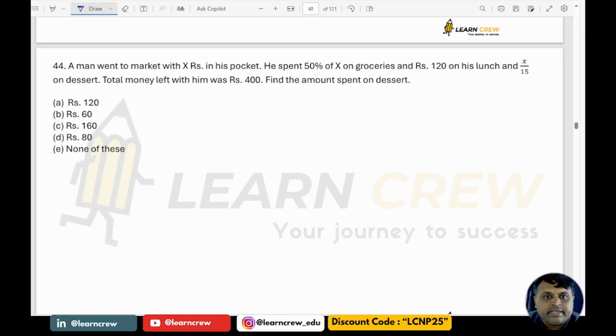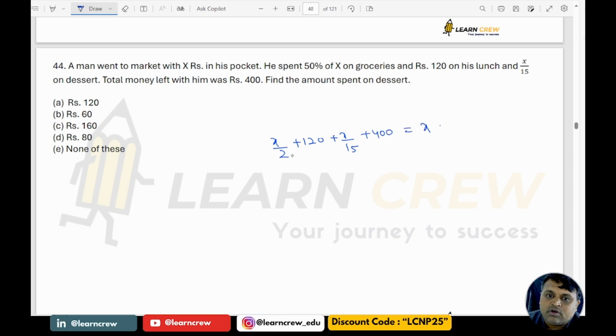Now question number 44. A man went to market with x rupees in his pocket. He spent 50% of x on groceries and 120 rupees on lunch and x by 15 on desserts. So total money left with him is 400 rupees. Find the amount spent on dessert. So here, he spent 50% of x, which means x by 2, and then 120, and then the remaining x by 15. So he is left with 400. This total amount is x.